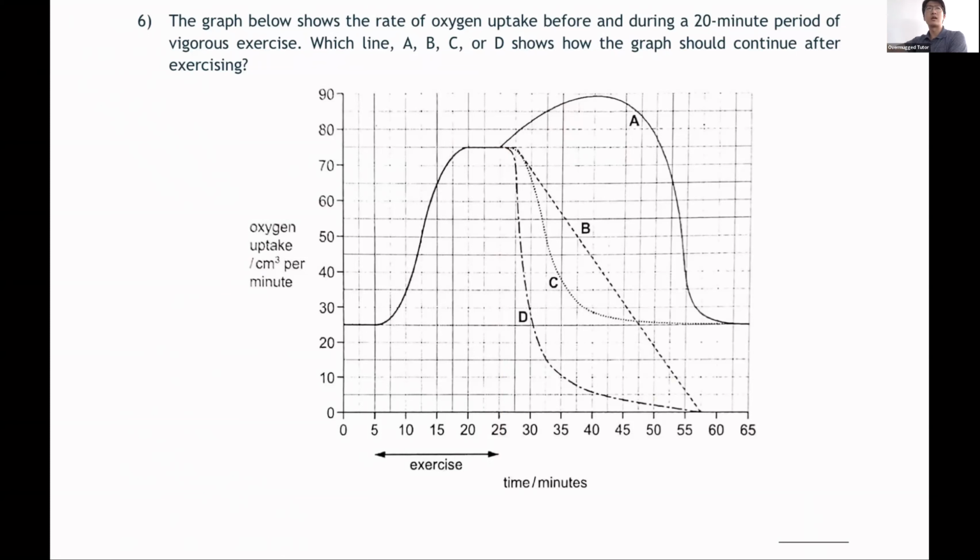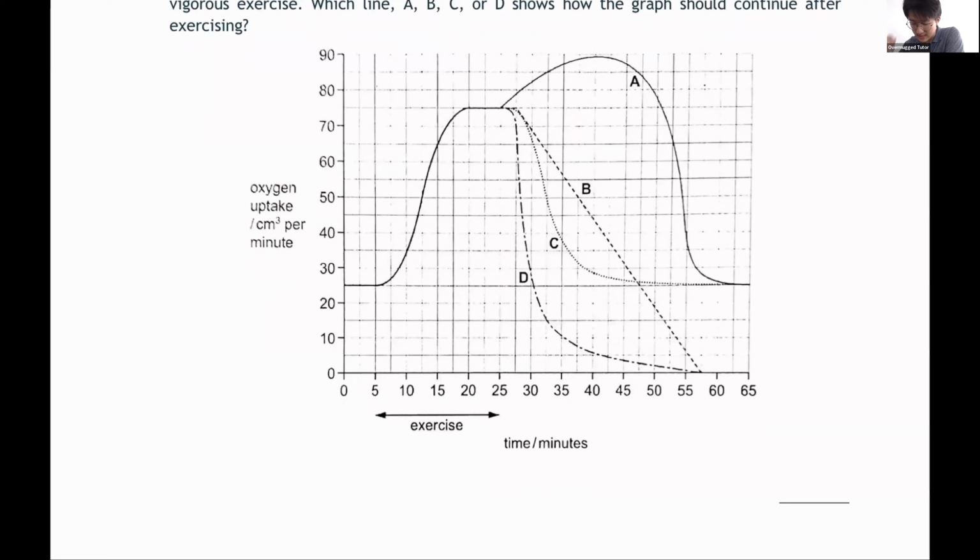In two words, what concept is this? Why does your breathing rate not go back to normal quickly? What's that? Well done, Kayla. Oxygen debt. Okay, I hope you can remember that, right? It's clear, the oxygen debt. So yes, answer is C.